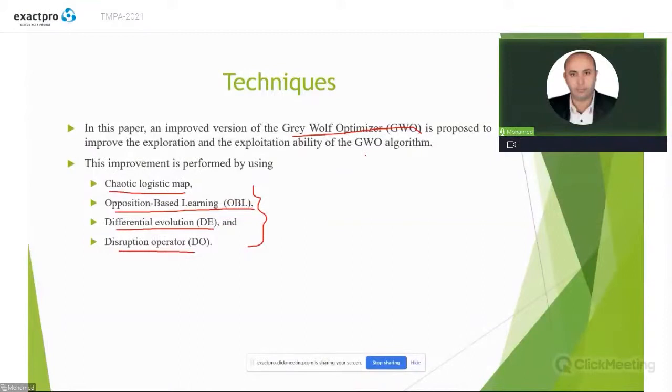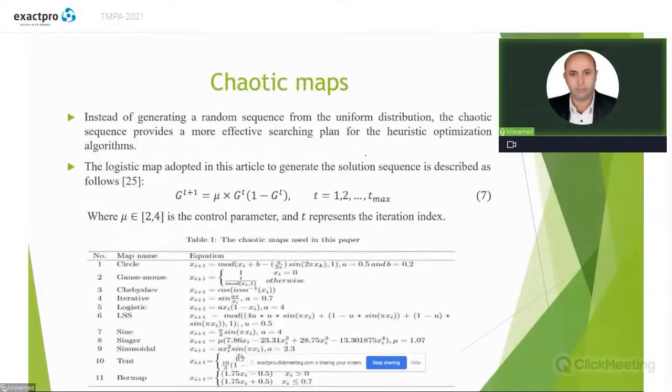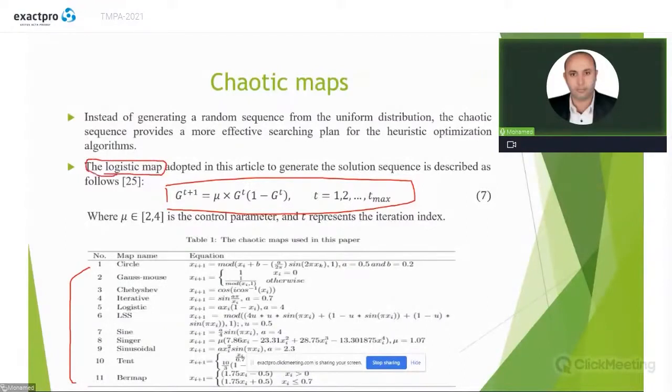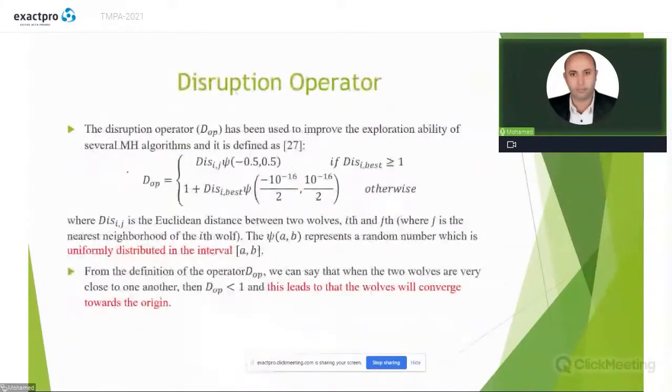However, each of these four techniques has its own task. For example, the chaotic maps are used to generate the initial population. As we said before, the initial population has a large effect on the convergence of the algorithm. So we use the logistic map here to generate it. There are many different chaotic maps that can be used, but according to our experiments and other experiments from the literature, we found that the logistic map is better than the others. In addition, we use the disruption operator.